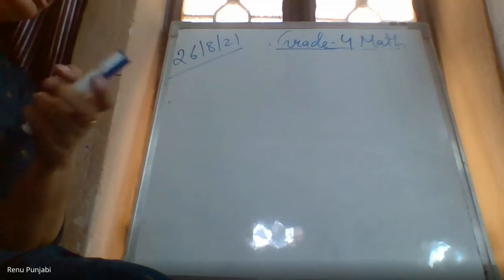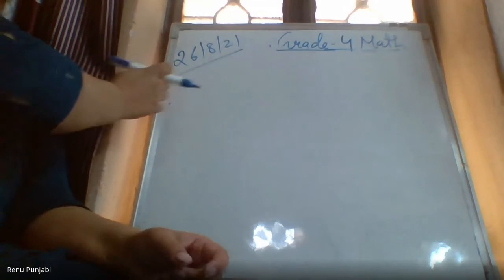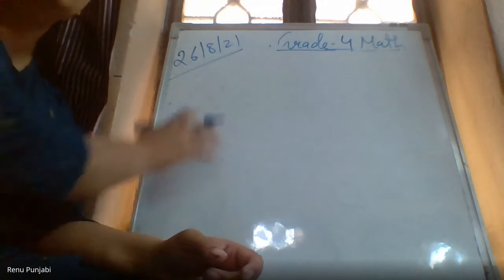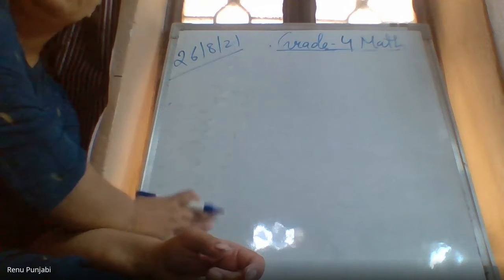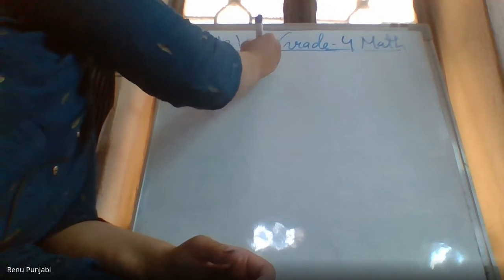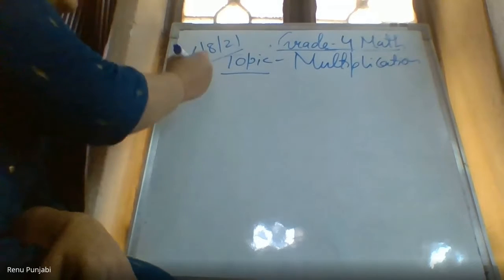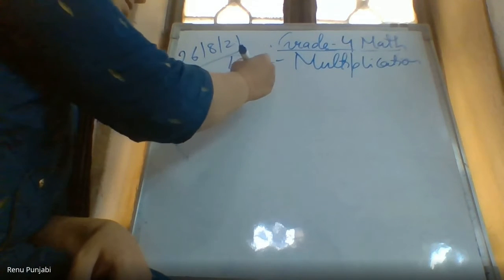Take out your notebooks, write the name of the chapter, chapter 7, jugs and mugs. I'm not writing the chapter name and number because it will take much space. So I'm just writing the topic, multiplication of capacity. Multiplication of capacities.